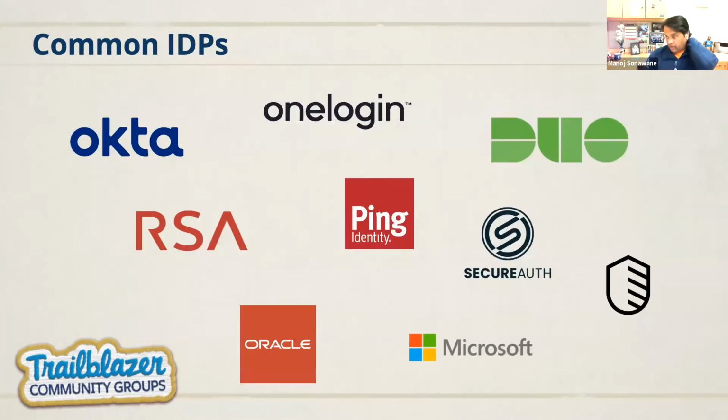Okay, so these are the common IDPs which I was talking about, like Okta, OneLogin, RSA. It was with Dell, I guess, and not a separate entity. Ping Identity, SecureAuth. There's IBM's. This is the Citrix one, or Cisco one, I guess, and Oracle has its own identity management and access management suite. Microsoft has Azure AD, which is again single sign-on also.